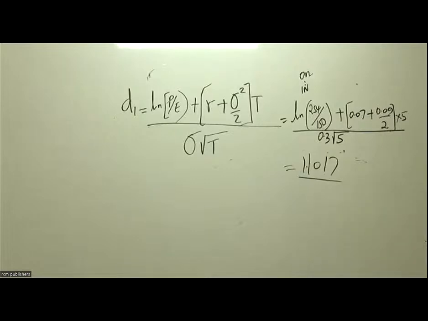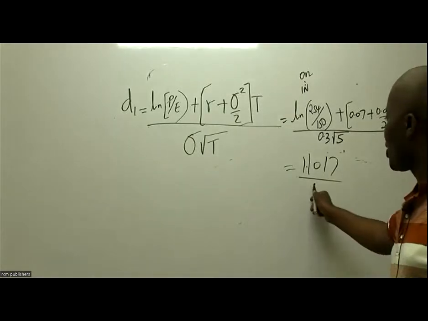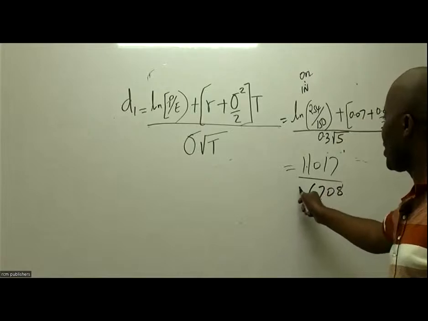denominator. Who can give me the value of the denominator now? Four decimal places, value of the denominator. 0.6708. So 0.6708 with a decimal there.